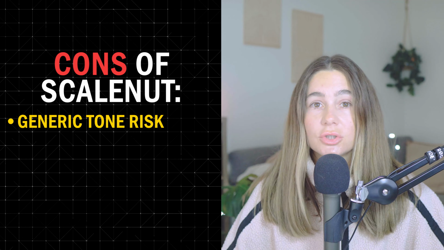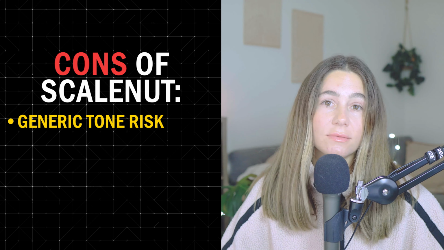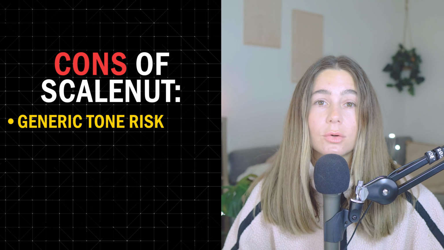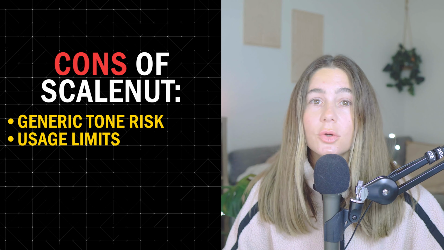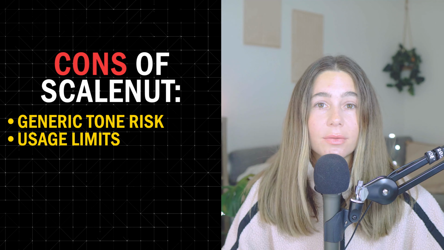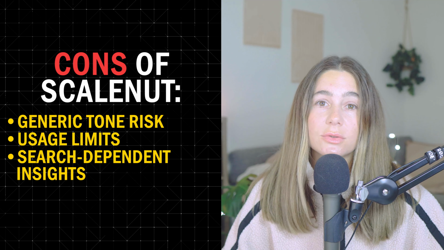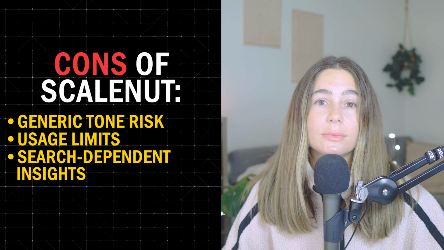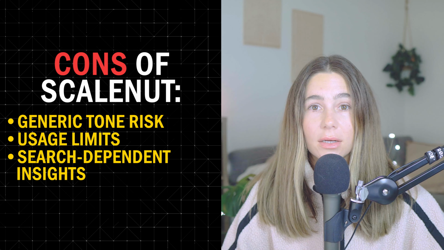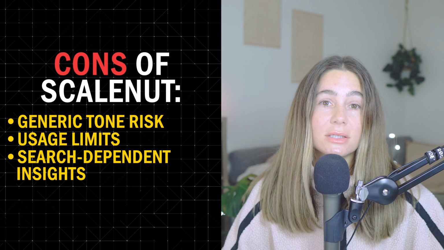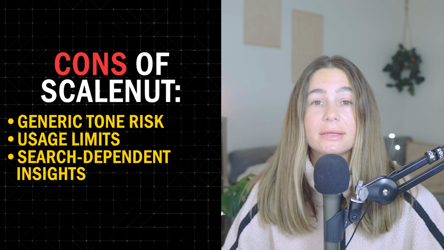Now on the downside, AI generated content can sometimes sound generic or lack a distinct voice. You'll still need to edit and inject your personality to make the article engaging. Additionally, depending on your plan, there may be limits on how many words or keywords you can generate each month. Another potential con is that the tool does rely on current search results for its insight. If the competitive landscape changes or if there's a sudden shift in user intent, you'll need to update your research. It's important to treat the AI suggestions as starting points rather than a definitive guide.